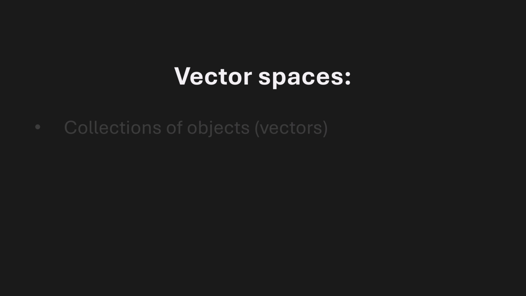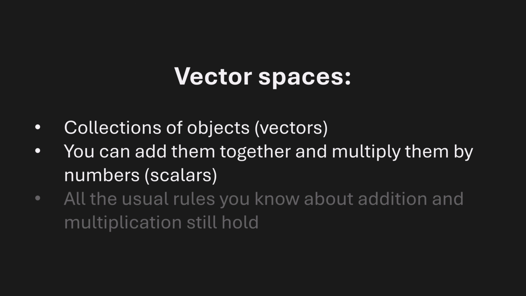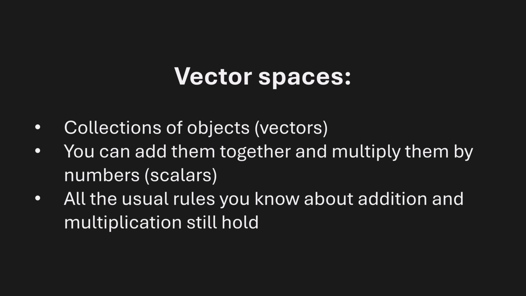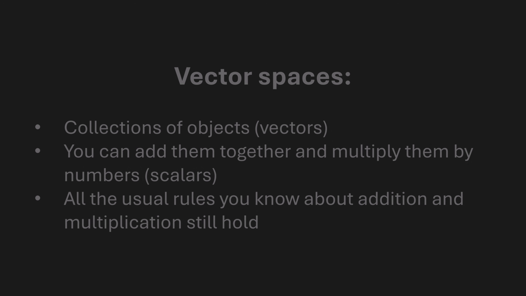First of all, we work in vector spaces. But what are they? Well, a vector space is simply a collection of objects, called vectors, where you can add them together and multiply them by numbers, or scalars, and all the usual rules that you know about addition and multiplication still hold. Think of arrows in a plane, but they can be much more abstract objects that just follow similar rules.